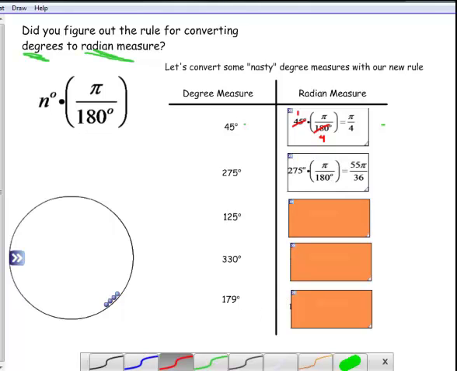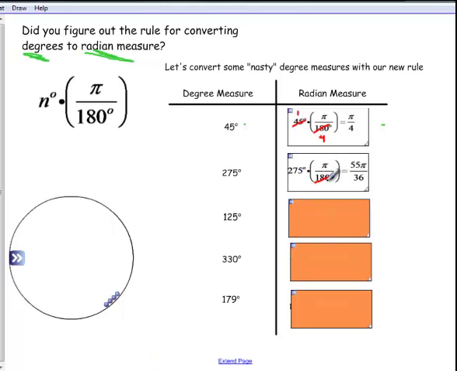275, same thing. I'm going to do a little cross canceling. I believe 180 and 275 have 5 in common, so 5 goes into 180 36 times, and 5 goes into 275 55 times. My answer is 55 pi over 36.